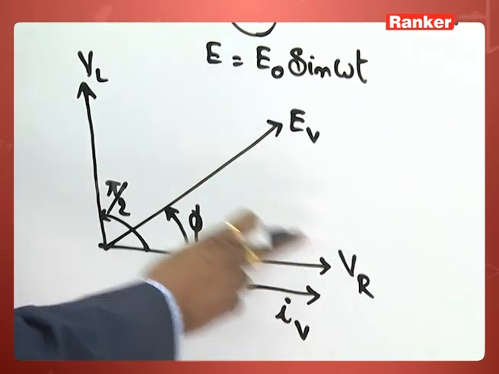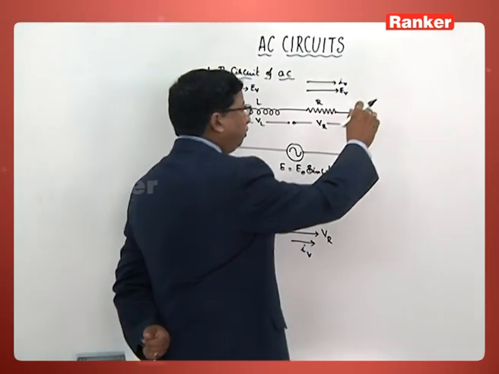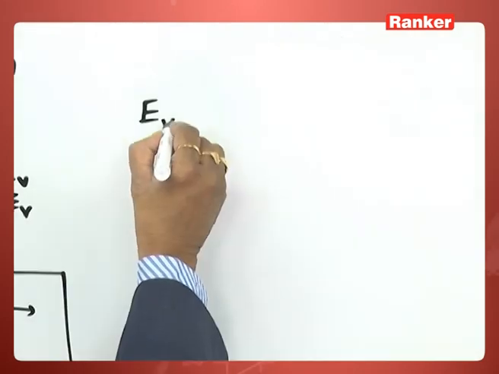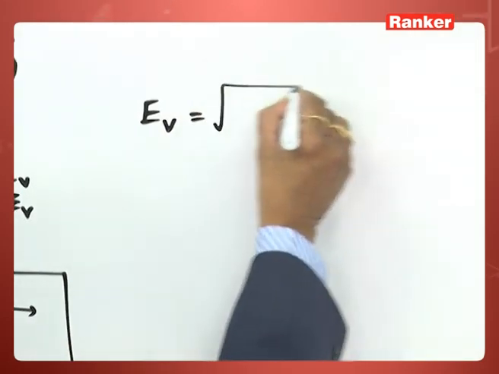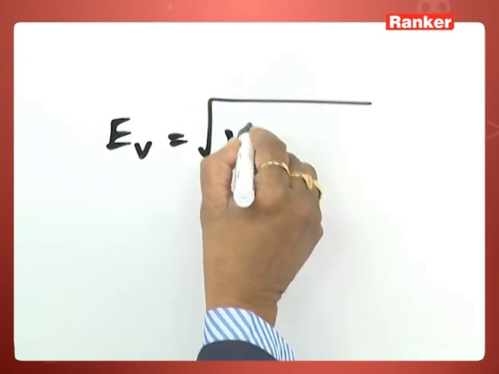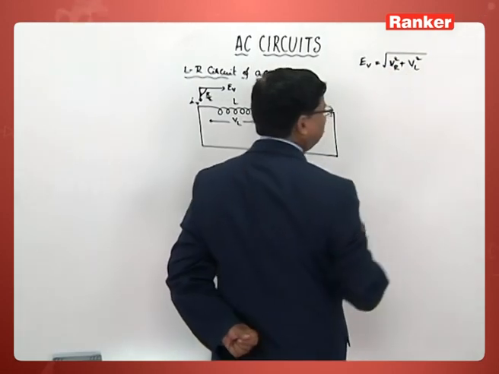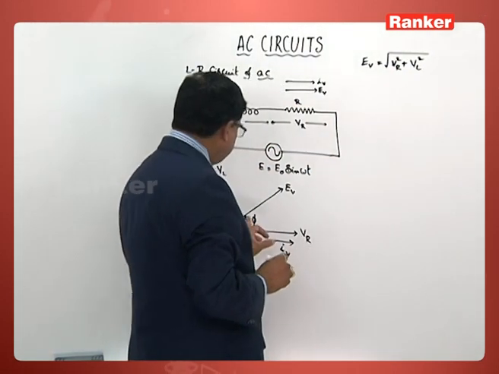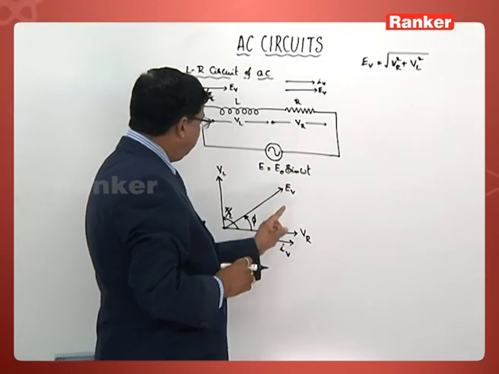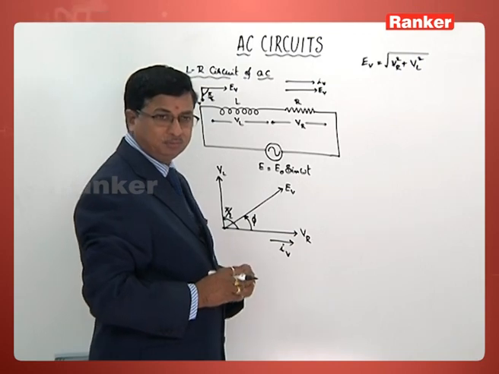When you know that these two are at right angles to each other, according to the parallelogram law of vectors, EV can be written as root under VR square plus VL square. Since the angle between them is 90 degrees, the resultant will be VR square plus VL square whole under root.